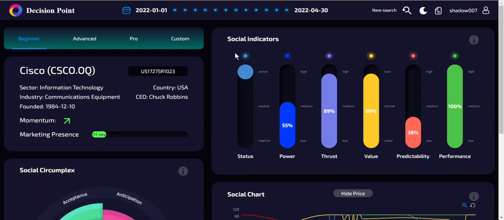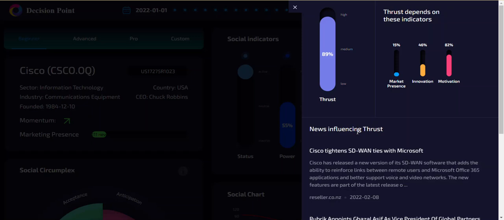So you have your social indicators: status is active, power is rated at 55, thrust is an 89. What do all of these different things mean? Thrust depends on these indicators: market presence, innovation, and motivation. Motivation is set at 82, which is very good. Innovation is 46.